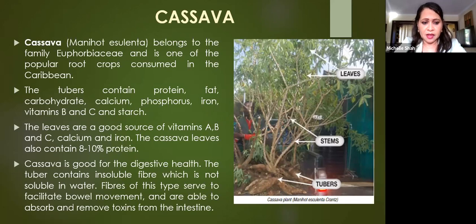Cassava is good for digestive health, and the tuber contains insoluble fiber, which is not soluble in water. Fibers of this type serve to facilitate bowel movement and are able to absorb and remove toxins from the intestine. So we see the cassava plant, and it's a very hardy tree. It grows to very tall heights.